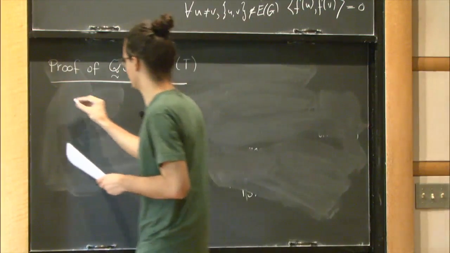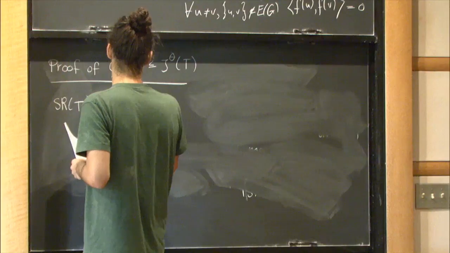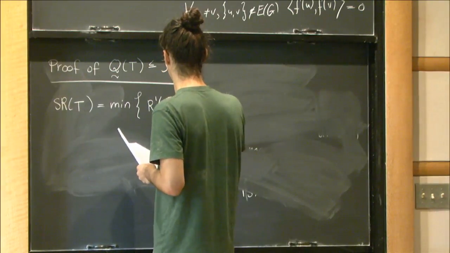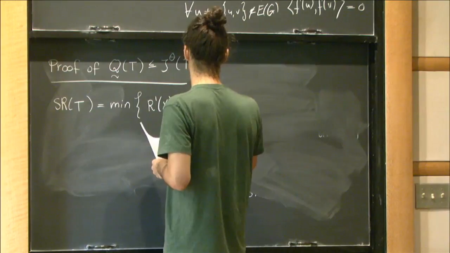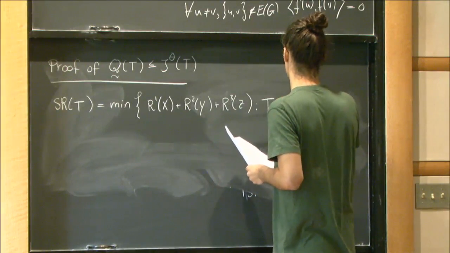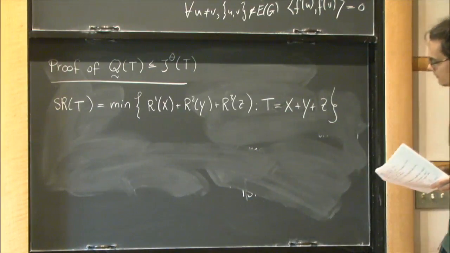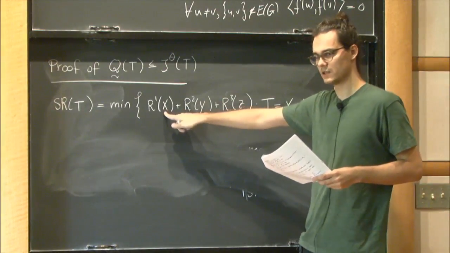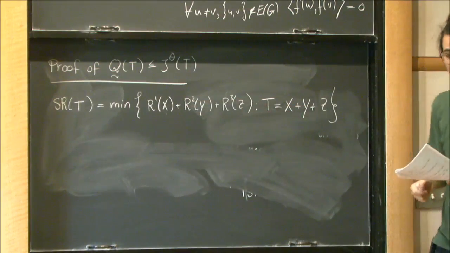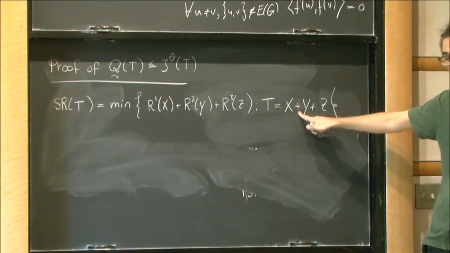The slice rank of a tensor T is a minimum over a sum of flattening ranks. So I take R1 of some tensor X plus R2 of some tensor Y plus R3 of some tensor Z, where X, Y, and Z sum to T. So these were these flattening ranks. I'm taking this tensor X and I flatten it to a matrix, but this one I flatten differently, and this one I flatten differently, and then I take the ranks and I sum them up. That's the slice rank. You go over all these decompositions. These are not direct sums. These are just element-wise sums.